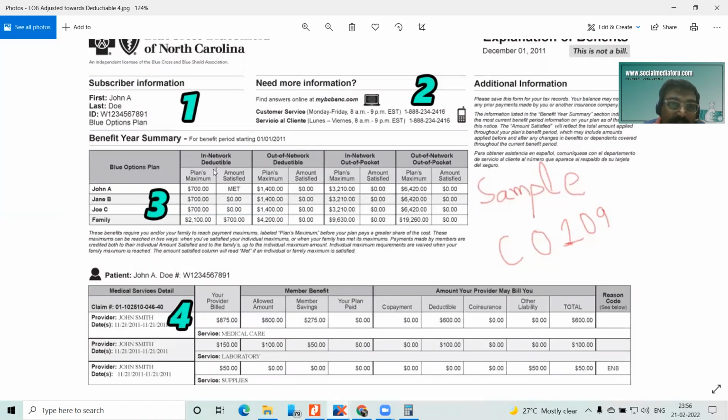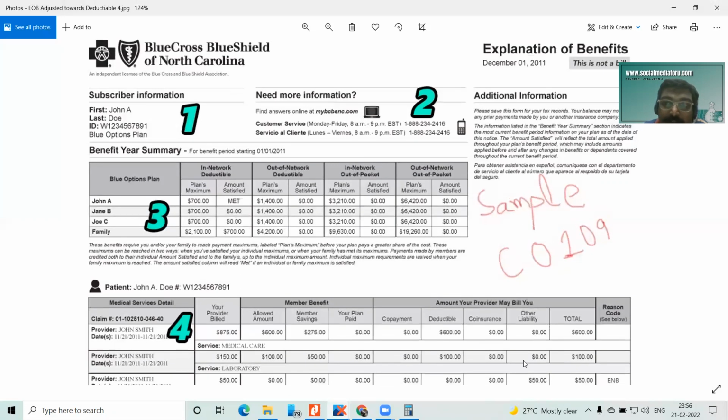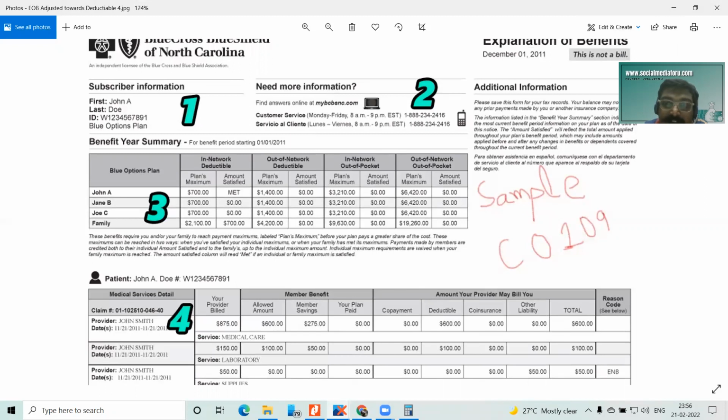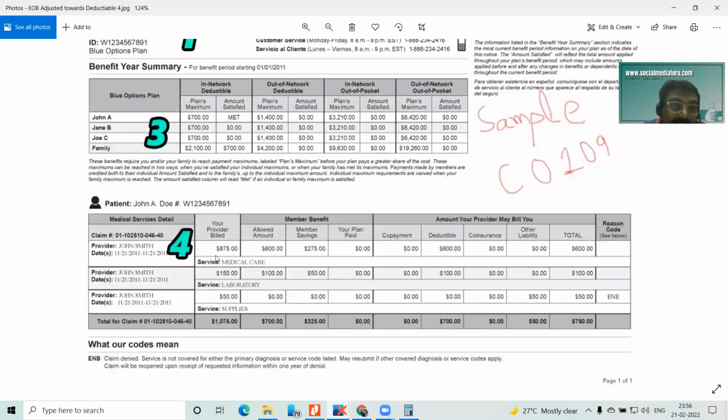And you have the in-network deductibles and out-of-network deductibles, out of pocket, and for out-of-network coverage, what are the out-of-pocket values. So these are also given here. The deductibles also vary for this plan between in-network and out-of-network. So everything is given here. They have mentioned clearly this is not a bill. And here you have the claim number.